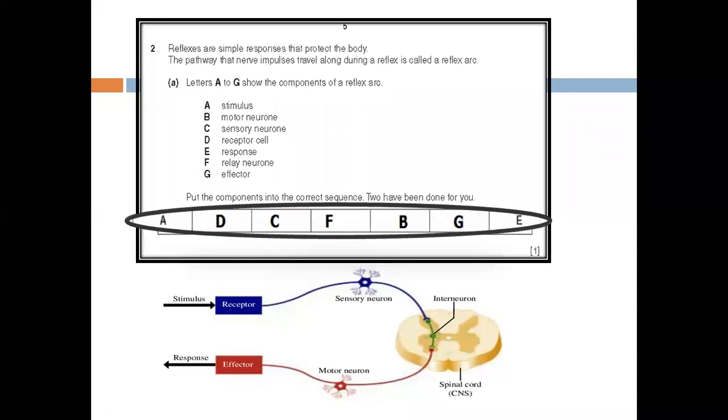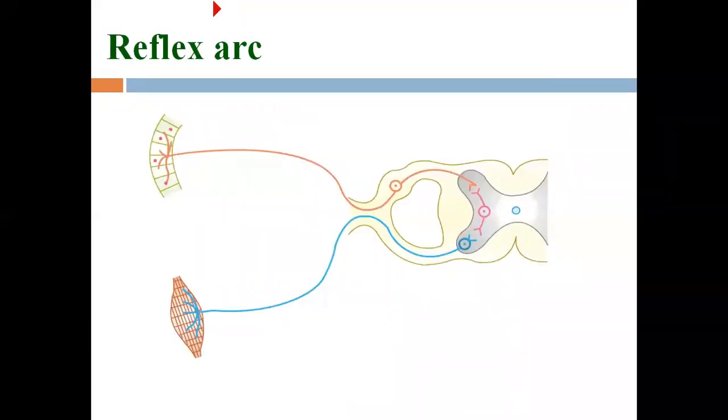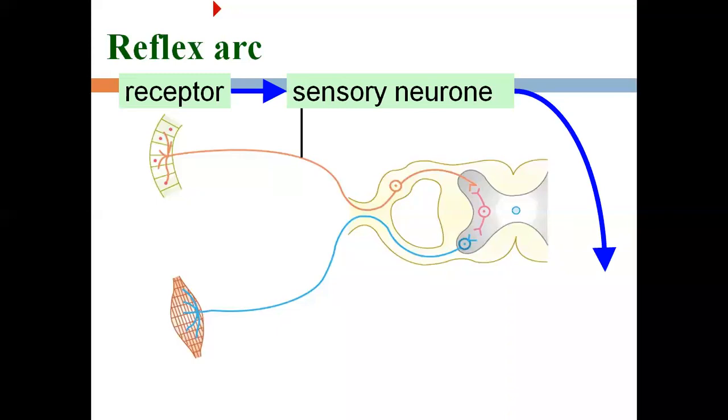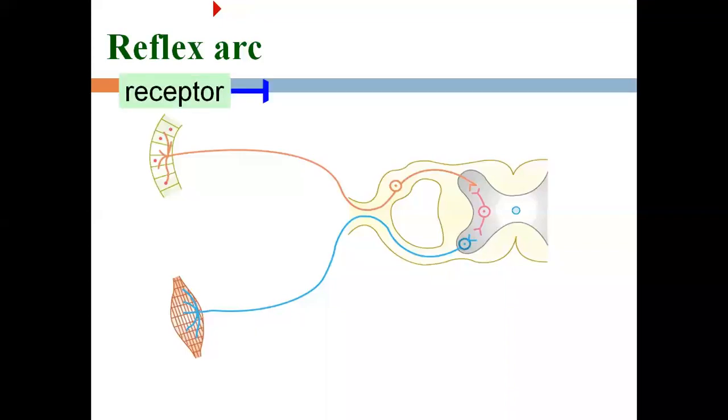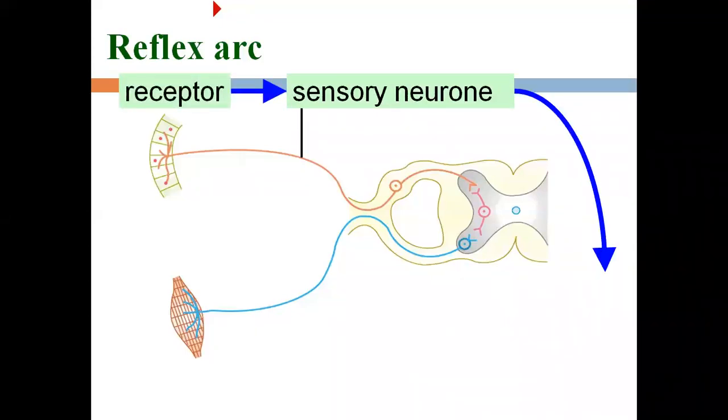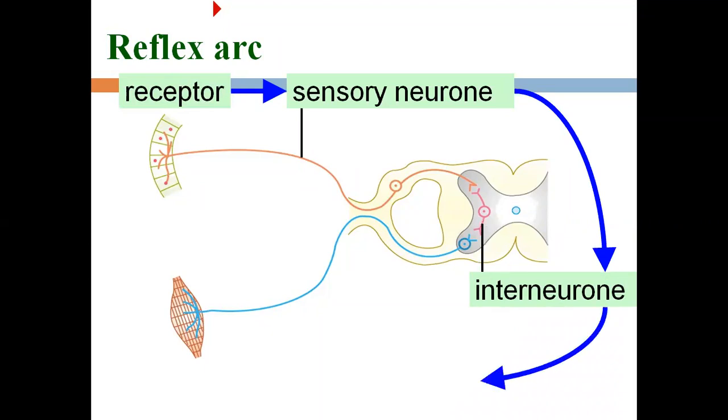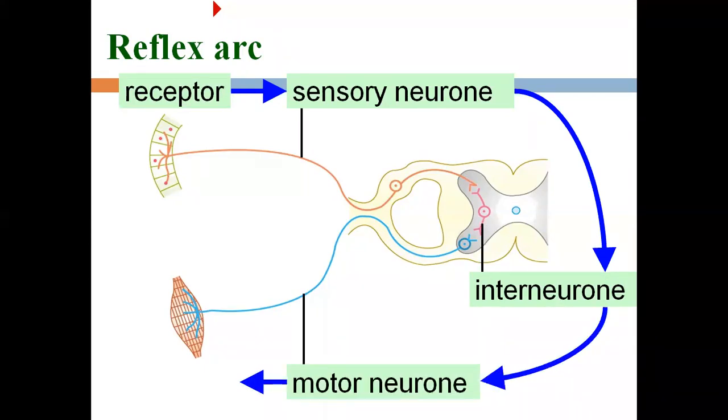All right, now let's move toward another. So this is the reflex arc, just like the previous slide, if you want to know. So receptor, sensory neuron, right? Interneuron, motor neuron, and effector. Once again, receptor, sensory neuron, interneuron, motor neuron, and effector. Hope it's clear.